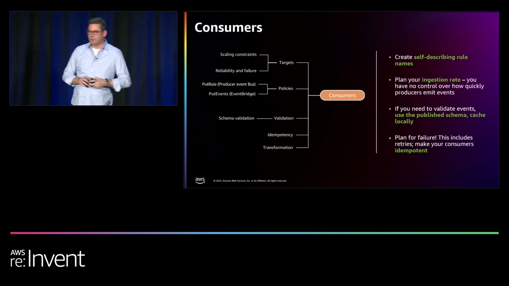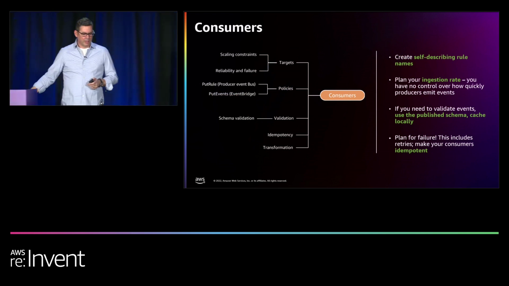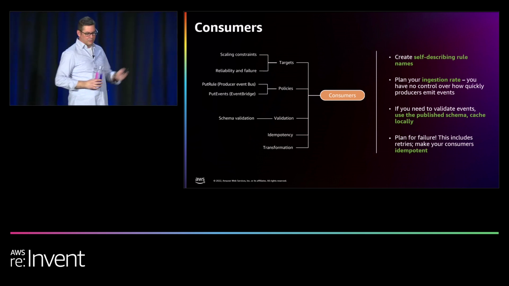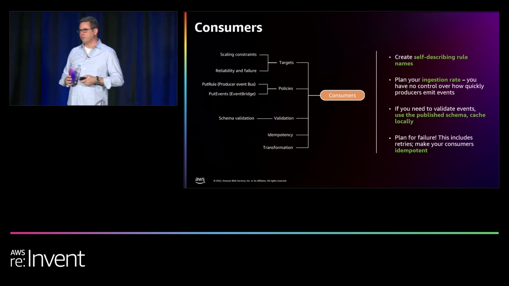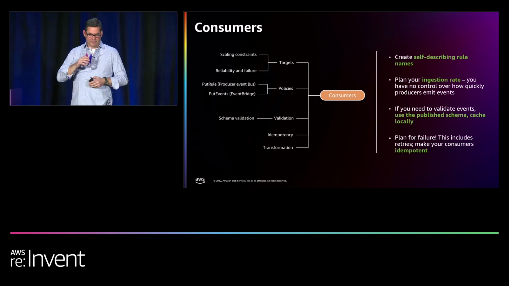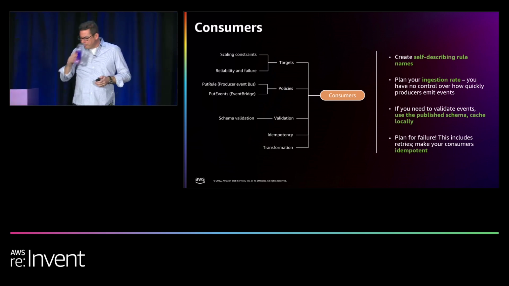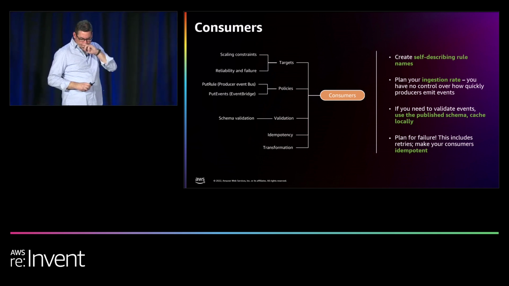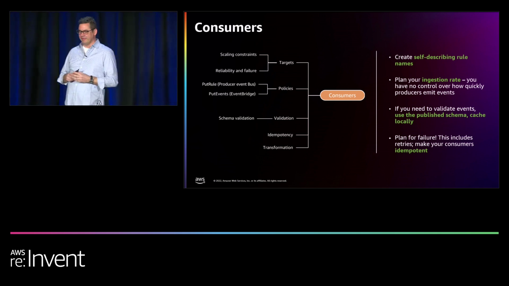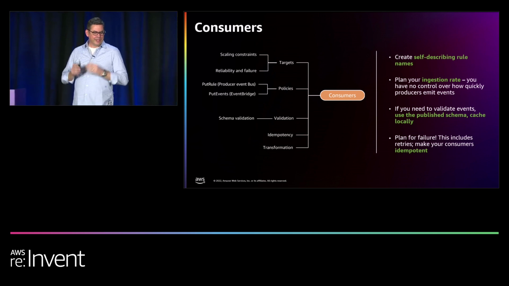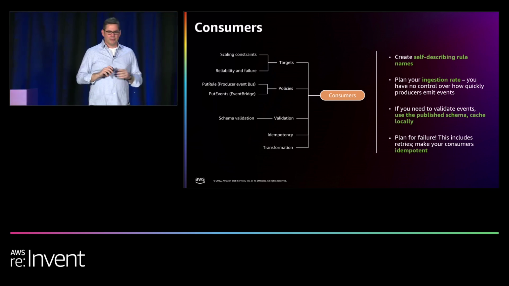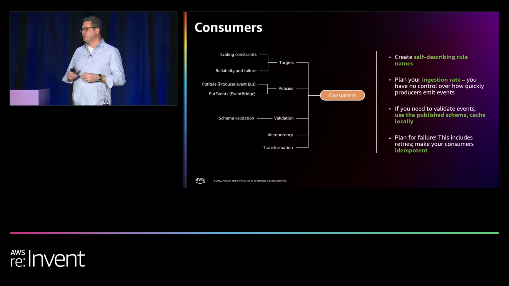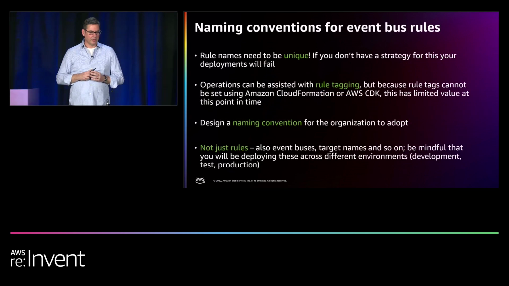Okay, let's move on to consumers. Now, like I said, naming conventions play a really important part in, and are really useful for, defining and modeling our events. And the same is true for rule names that consumers put on an event bus. Now, again, consistency is key here, right? Coming up with some conventions around rule names will make managing those rules a lot easier.